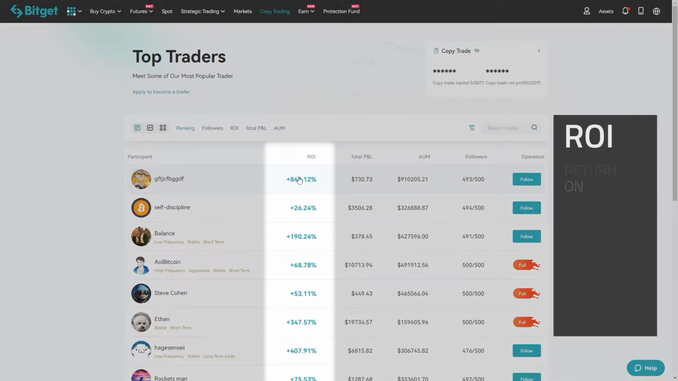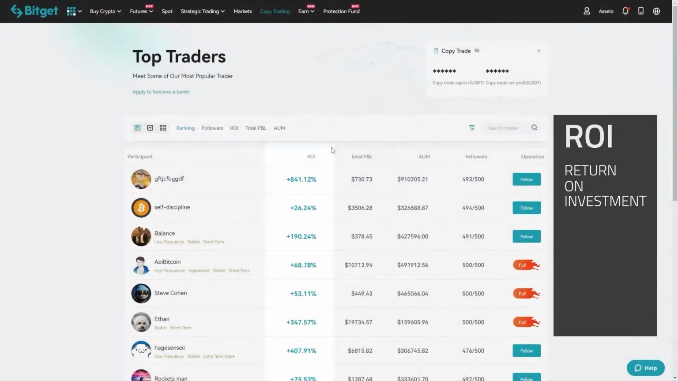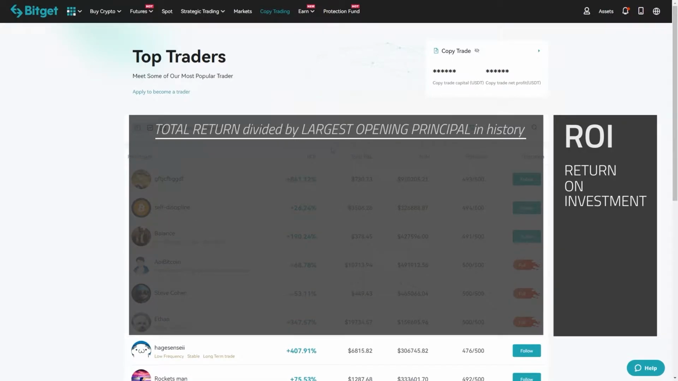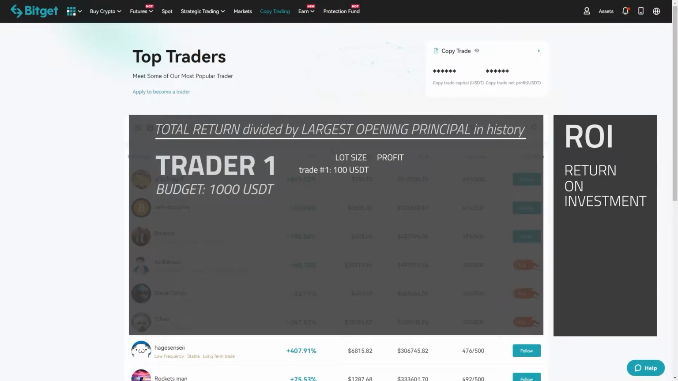The ROI, which is short for return on investment, is not what most people would think it is. You would think that it shows you the growth of the account in percentages, but in fact, it is not that straightforward, as it actually shows you the total return divided by the largest opening principal in history. Now let's see how this works in practice, and assume that we have a trader with a $1,000 account, makes one single trade with a $100 position, and closes it with 50% in profit. This means his gain is $50, which divided by the largest opening principal is 50%.